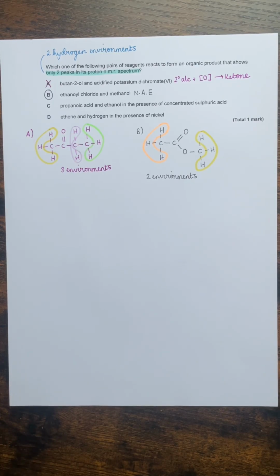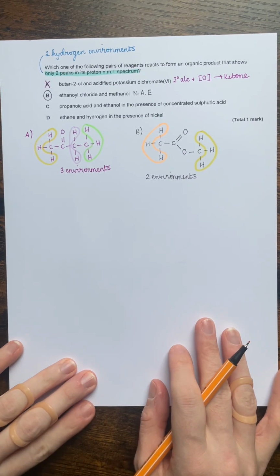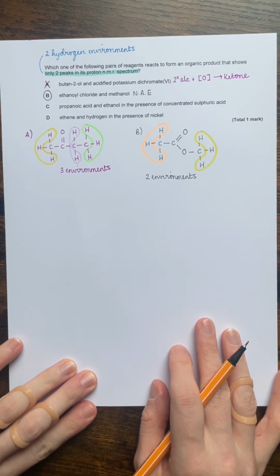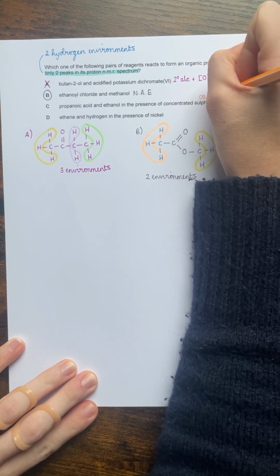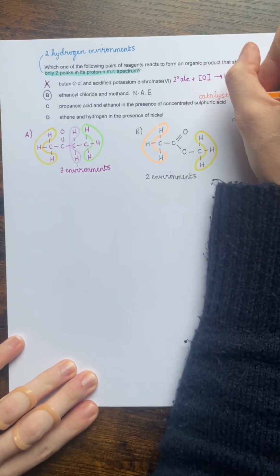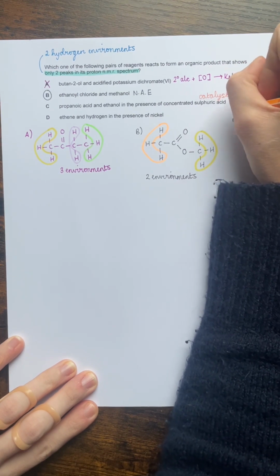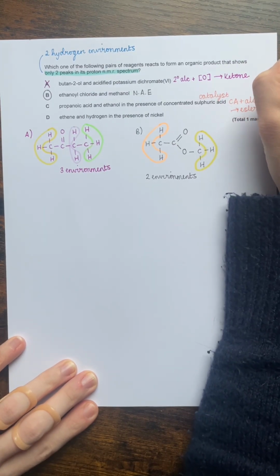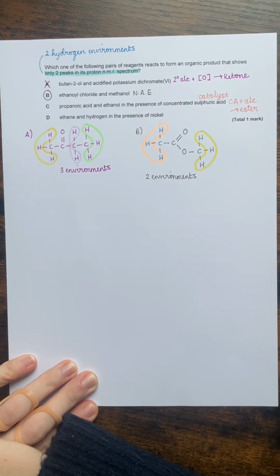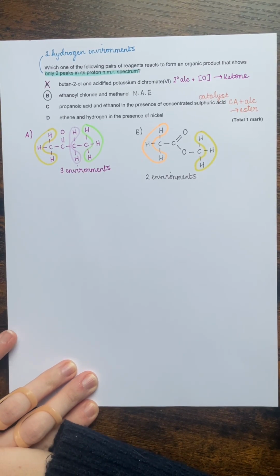So thinking about C. C says we've got propanoic acid, so a carboxylic acid, and ethanol in the presence of concentrated sulfuric acid, which is going to be our catalyst. Carboxylic acid and an alcohol, we're going to be making an ester. And the concentrated sulfuric acid is a nice clue there, because they'll always mention that if we're doing esterification, and we don't use concentrated sulfuric acid very often as a catalyst, so that is one of our nice clues.